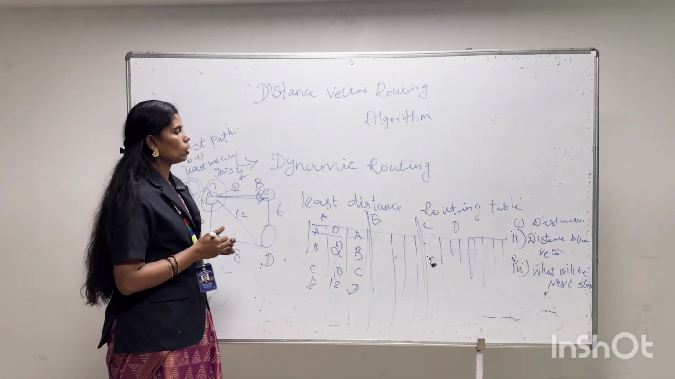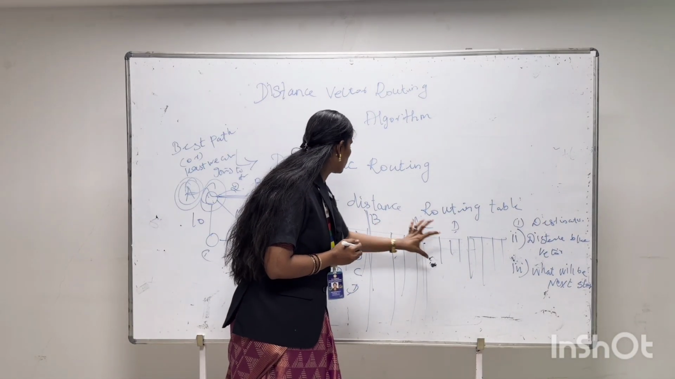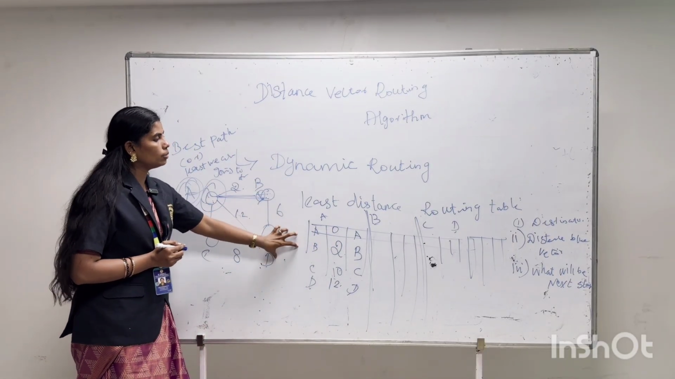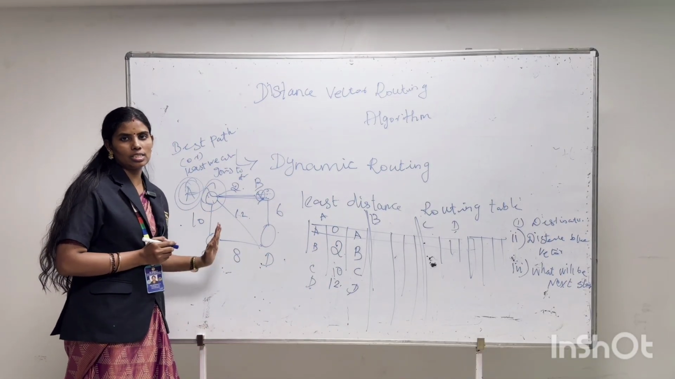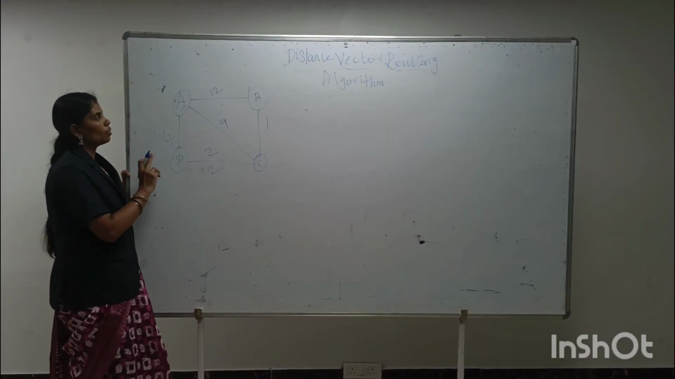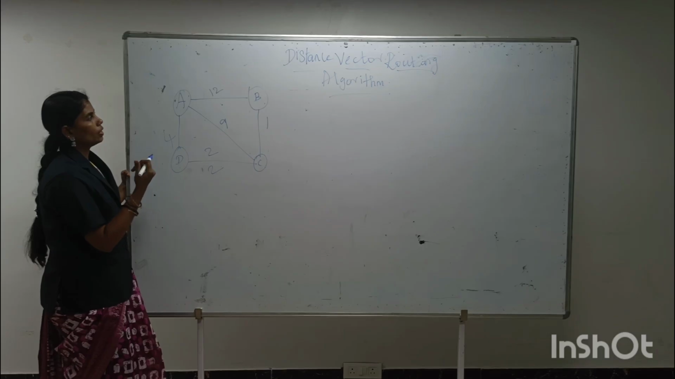So for each routing table, we are going to write the four vectors' details, the distance between them, and what will be the next of the data sets. Thank you. So now we are going to see the example for the distance vector routing algorithm.